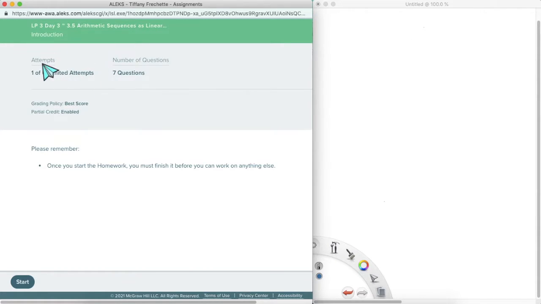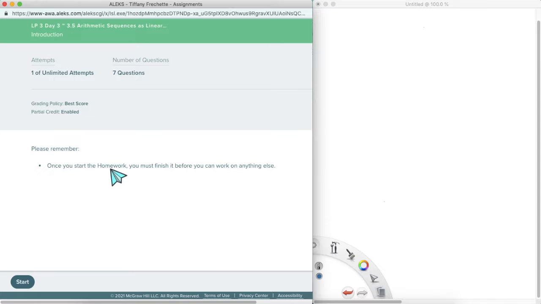That has to do with clicking the submit button, which we will talk about in just a minute. This is the number of questions. So I have 7 questions on this particular assignment. Grading policy is best score, so whichever attempt is the best one is the one you get to keep. And partial credit is enabled, meaning if I do 1 of 7 questions and I get it correct, I get to keep my points for the 1 question.